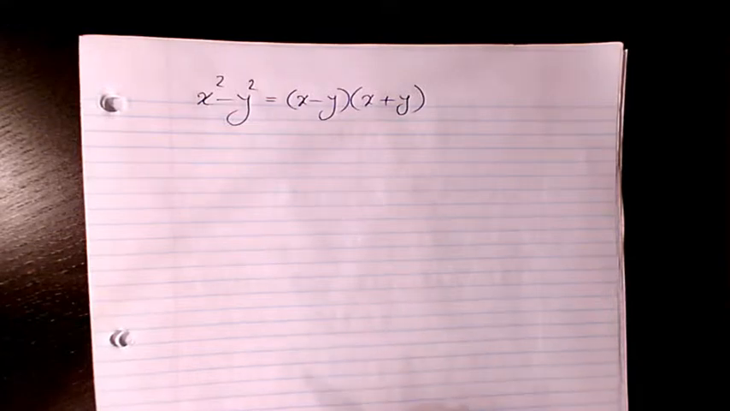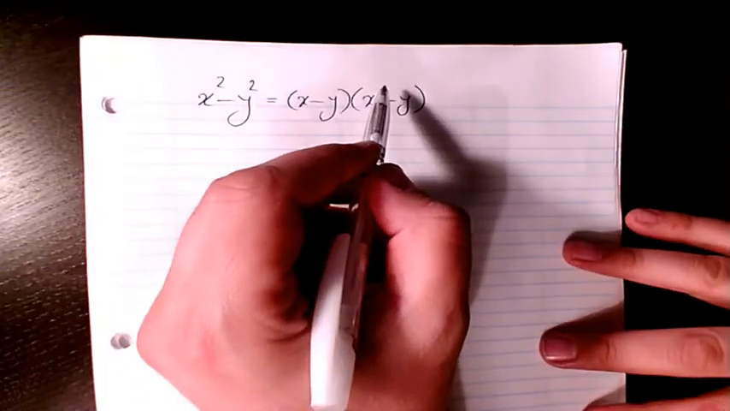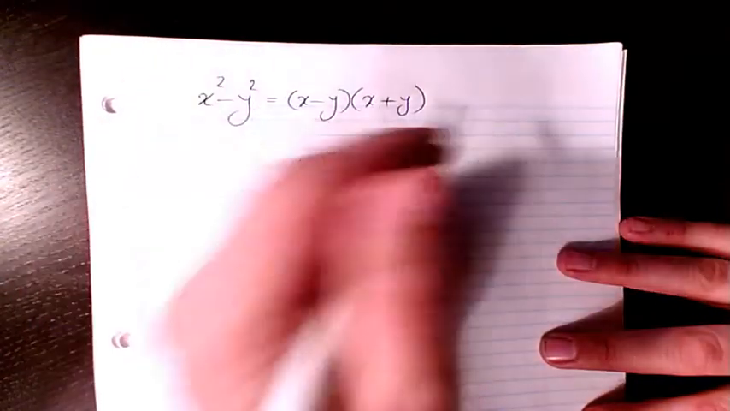In this video, I want to prove the difference of squares. x squared minus y squared will be equal to x minus y times x plus y. So first of all, I go from right to left and then from left to right.